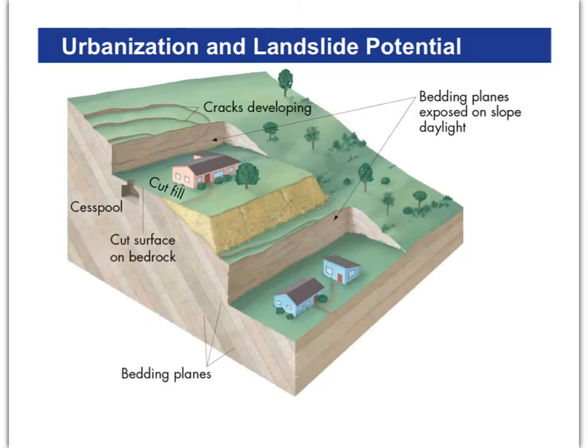So all these human-created events can lead to landslides. Look at this house right here. In this area, they cut into the hill, and there's no retaining wall. So this is a major point of failure where it could come down on this hill.